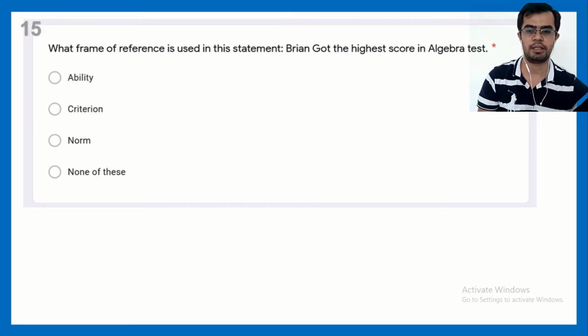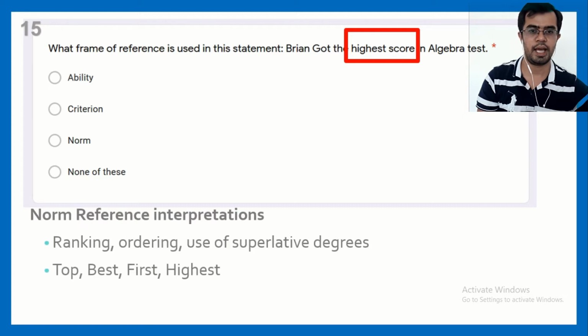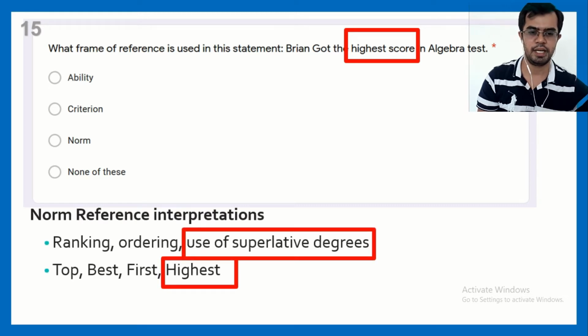Number 15. What frame of reference is used in this statement? Brian got the highest score in algebra test. The keyword is highest score. And let us remember that it is a superlative degree which is under the norm reference interpretation. So, the answer in number 15 is letter C, norm.